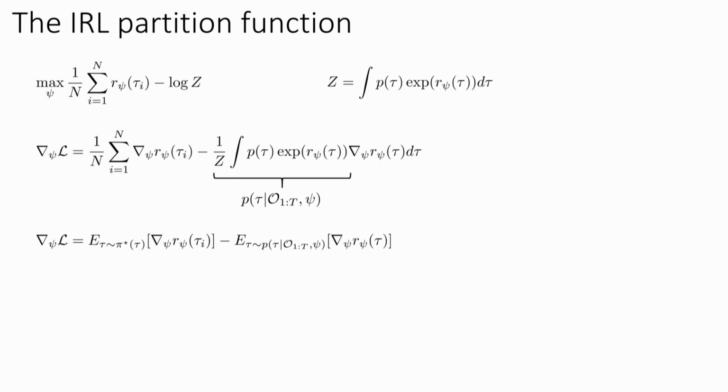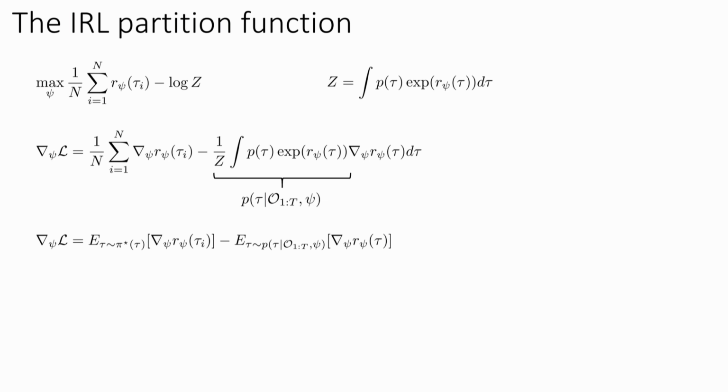So now this is actually starting to look pretty convenient. We have the difference of two expectations. The first one taken under the optimal policy, the expert's policy. The second one taken under the optimal policy for our current reward. And inside both expectations, you have the gradient of the reward function. So that's kind of nice.